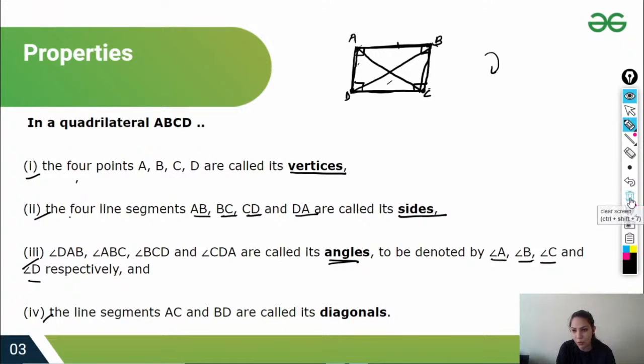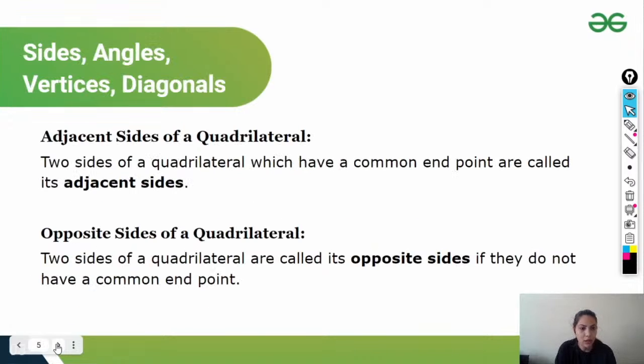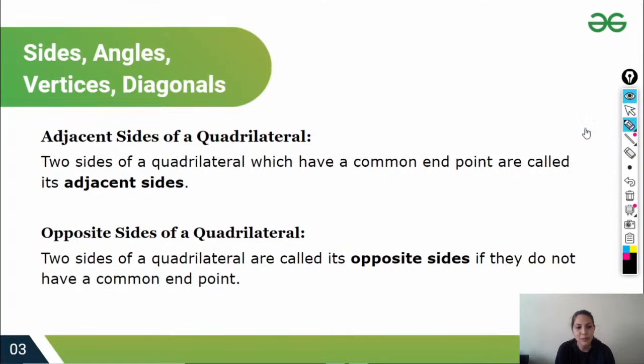Now, let us move forward. Now we will study sides: sides, angles, vertices, and diagonals. What are sides? Sides are basically of two types. We studied this in lines and angles as well, so let us study it in the quadrilateral. First, adjacent sides of a quadrilateral. Let me draw the diagram again, and you will understand very quickly. This is A, this is B, this is C, this is D.